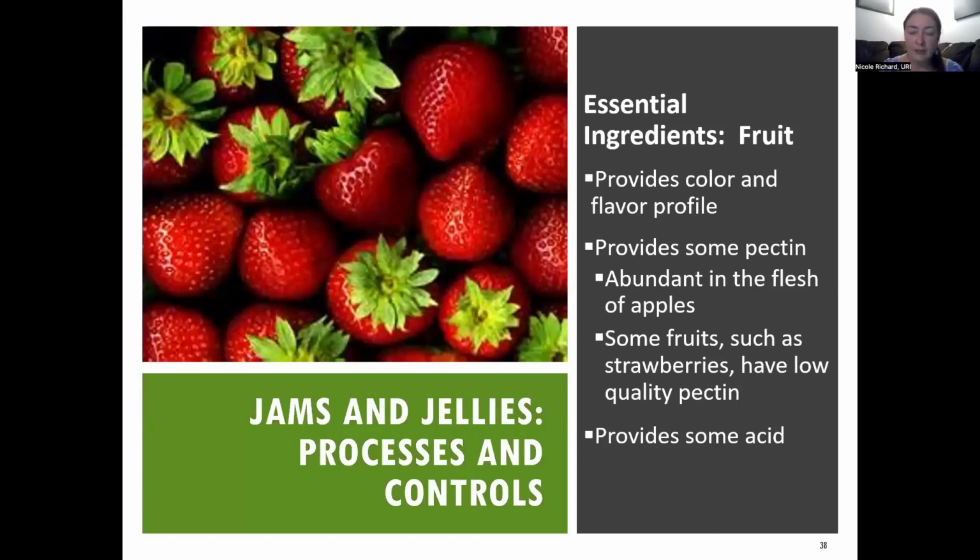Another essential ingredient is the fruit. In addition to providing the color and flavor profile, the fruit also provides some pectin. It's abundant in the flesh of apples, but some fruits like strawberries have lower amounts of pectin. So you usually add pectin to the recipe.